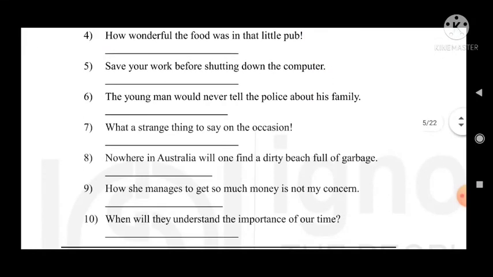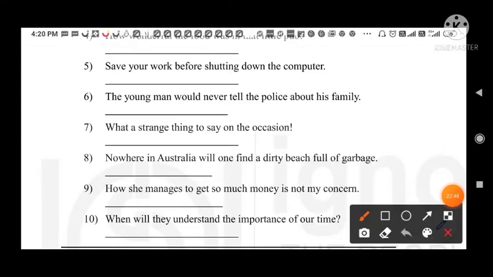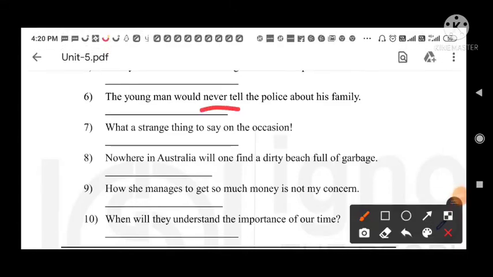Then the young man would never tell the police about his family. Here "never" is used, so it is a negative sentence. What a strange thing to say on the occasion. Here it is the affirmative. Nowhere in Australia will one find a dirty beach full of garbage. Nowhere is used, so it is a negative sentence.